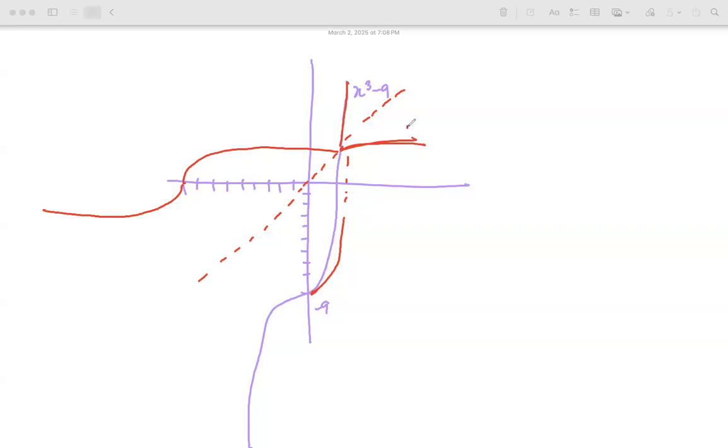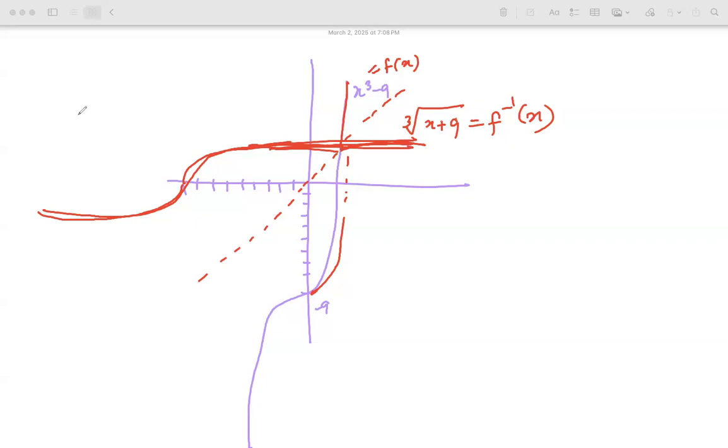This one was, what did we say for this one? Cube root of x plus 9. Now, when you think about these two graphs, this is your f inverse of x. This is your f inverse of x. This is your f of x. This one is your f of x.